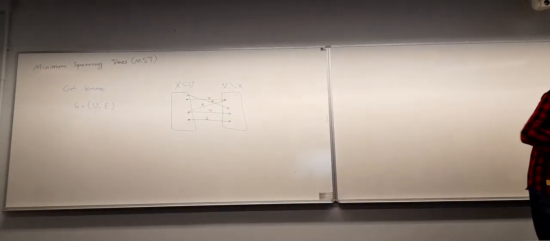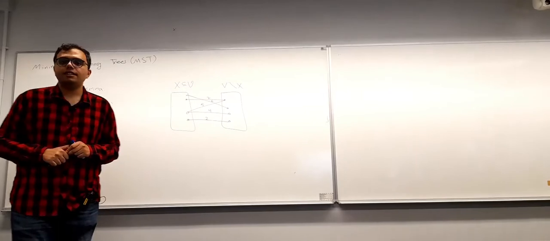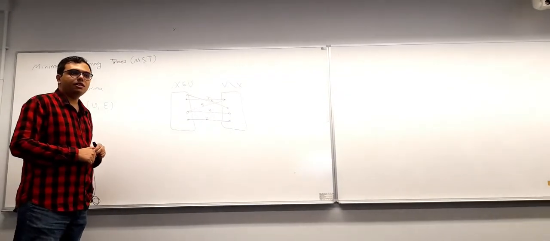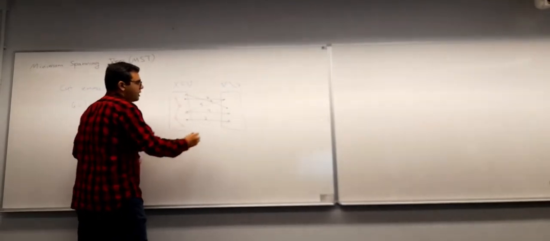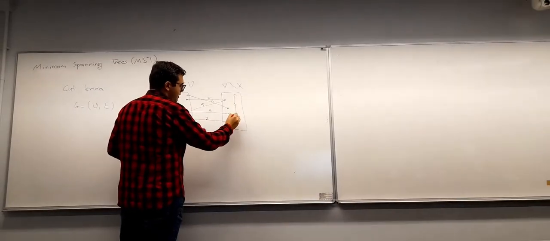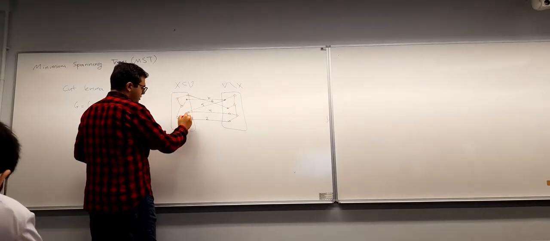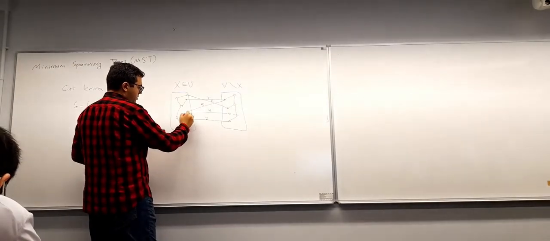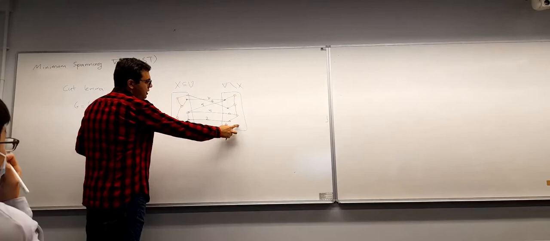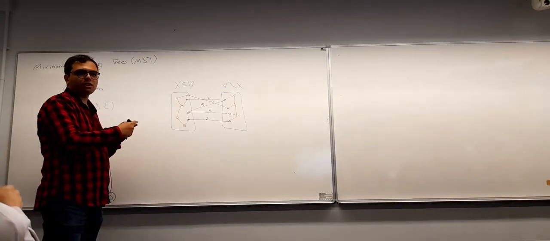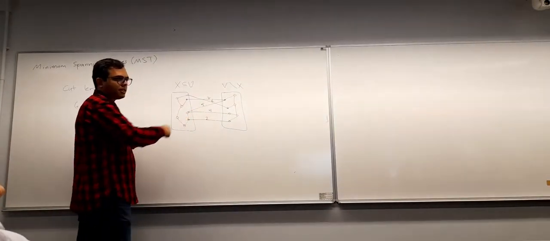Actually, the proof is super easy. Let's say that I have a minimum spanning tree, and let's say that it doesn't contain this particular edge. It has to connect all the vertices here, and all the vertices here, so somehow it connects all of them. And of course, it has to connect the two sides. So there should be at least one edge that goes from this side to that side.